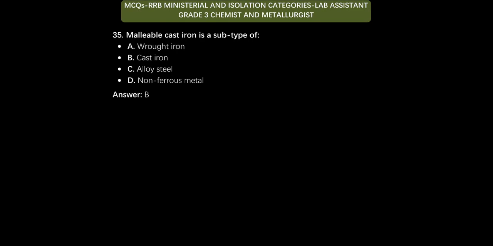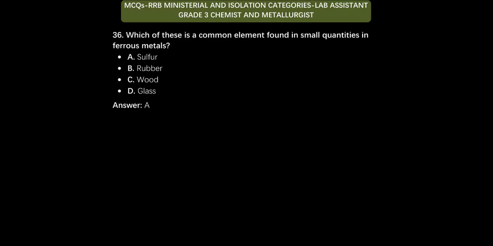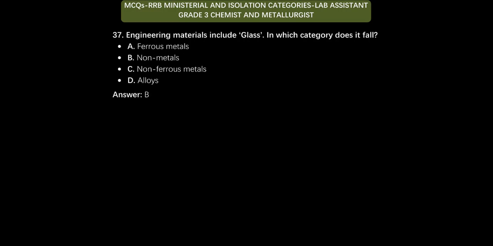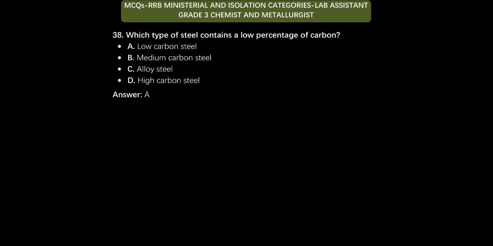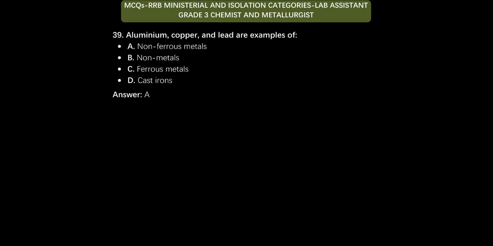Malleable cast iron is a subtype of option B, cast iron. Which of these is a common element found in small quantity in ferrous metals? Option A, sulfur. Engineering materials include glass. In which category does it fall? Option B, non-metal. Which type of steel contains a low percentage of carbon? Option A, low carbon steel.